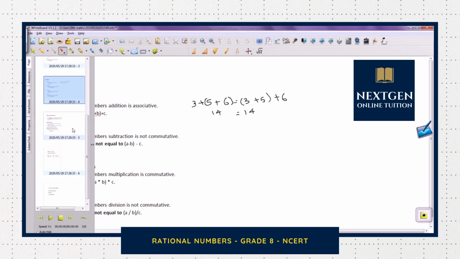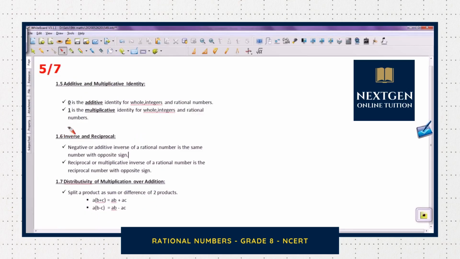Additive and multiplicative identity. What is identity? In general words, identity means similar. That is, the answer must be the same. Additive identity for whole numbers, integers and rational numbers is 0. How? 5 plus dash equals 5. The number is identical, but I have to add something. So which value doesn't change the value of the sum? 0. 5 plus 0. Any number added with 0, the sum is the same number.